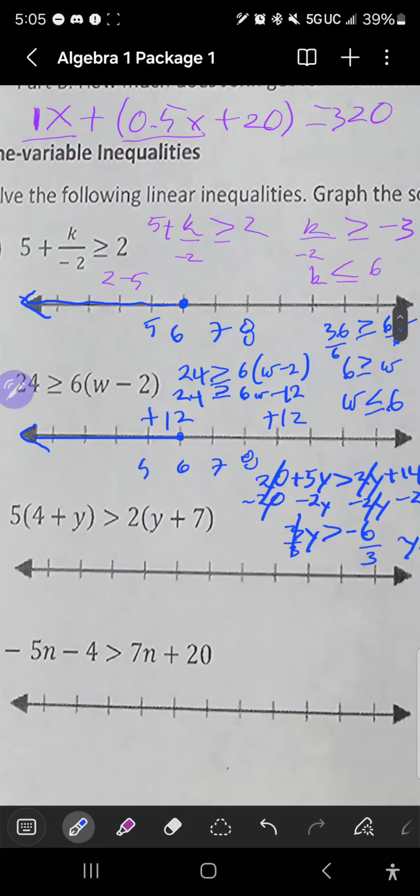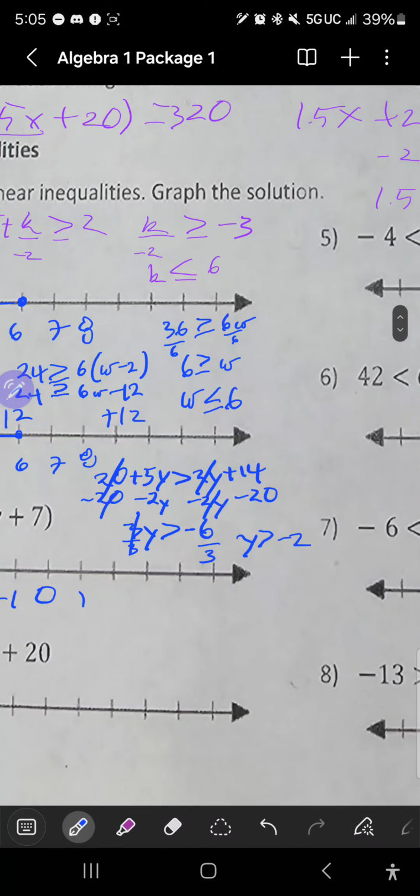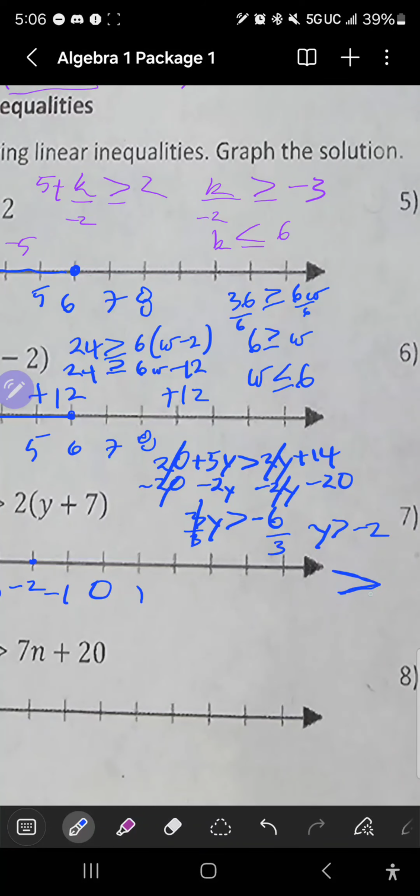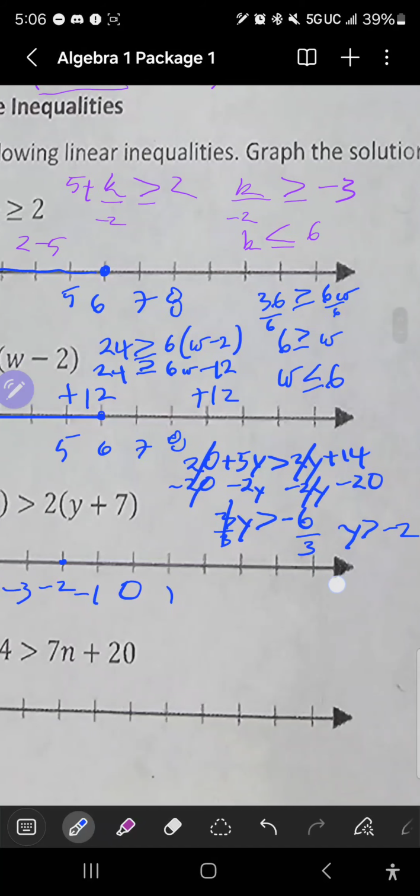So to graph this, we need to give a value to the sides. So this is 0, this is negative 1, this is negative 2, negative 3, 1, etc. Our result is y is greater than negative 2, so we want to put all y values to the right of negative 2. Also, you see that there is like an arrow to the right. That's how we can know where to do it.